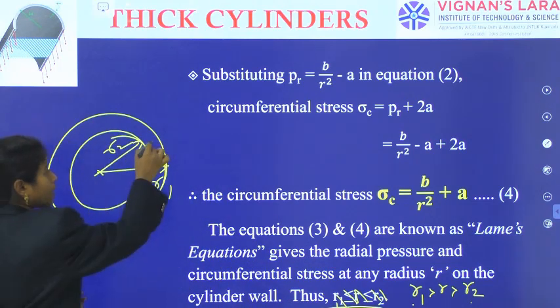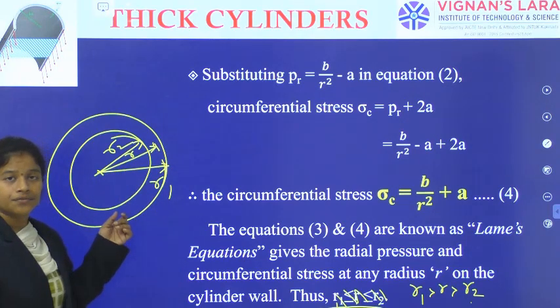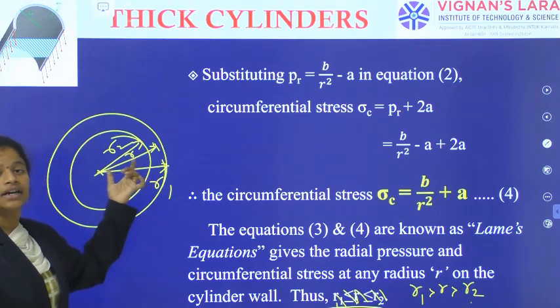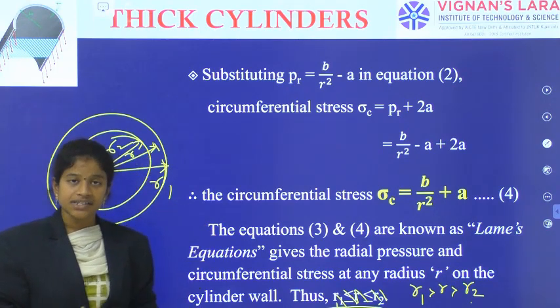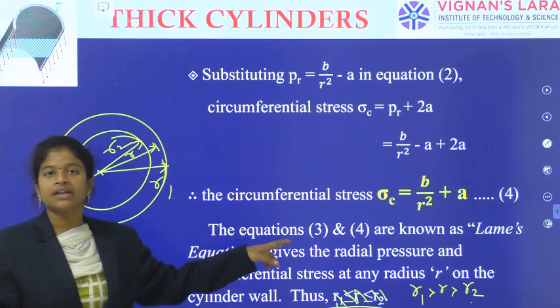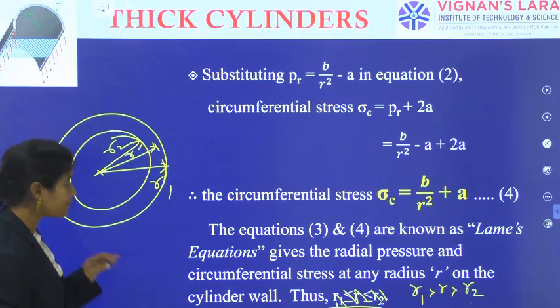Okay, at that point, at a distance r from the center, what you should do? At a distance r from the center, the corresponding circumferential stress or the radial pressure can be calculated from the available Lami's equations for the radial pressure and the circumferential stress. Okay.